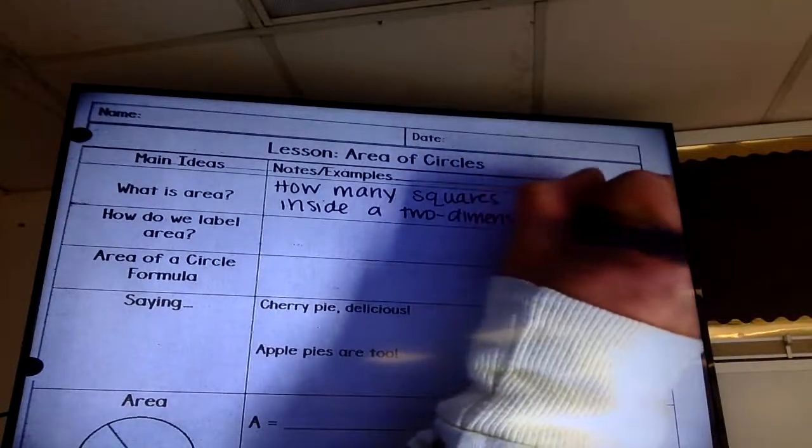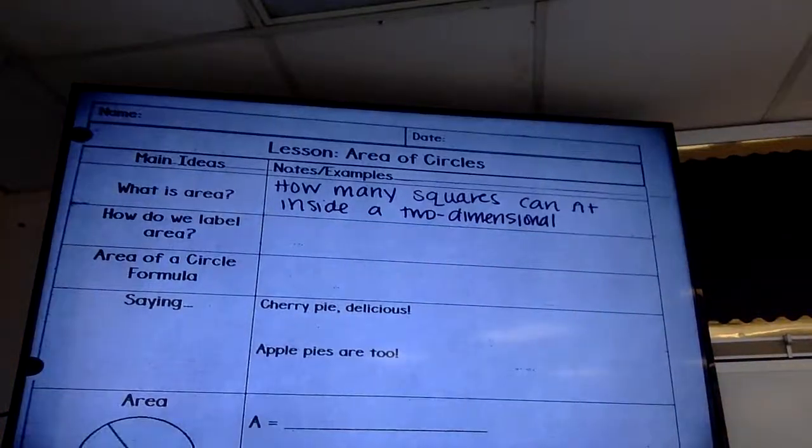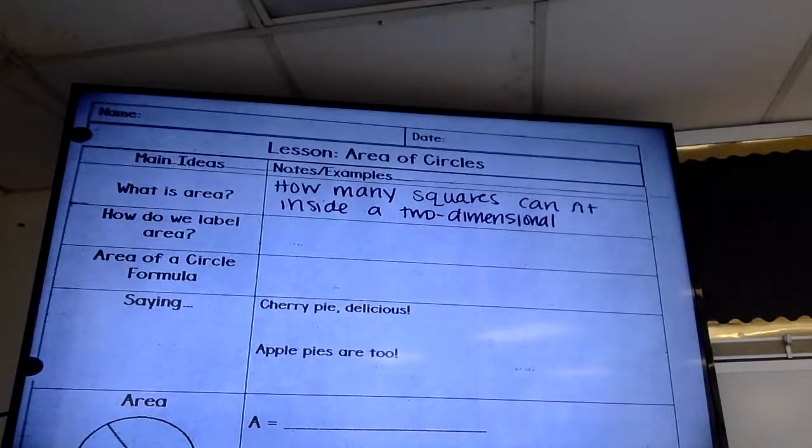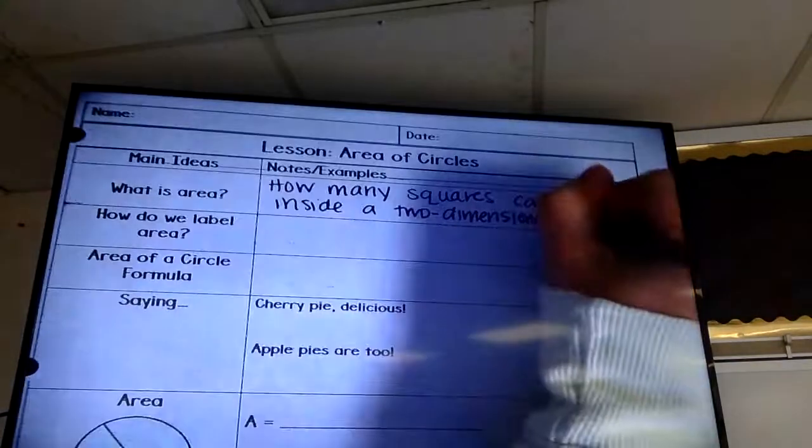Attention all staff, I believe it might be 3 o'clock somewhere, so if you are still with a two-dimensional shape.